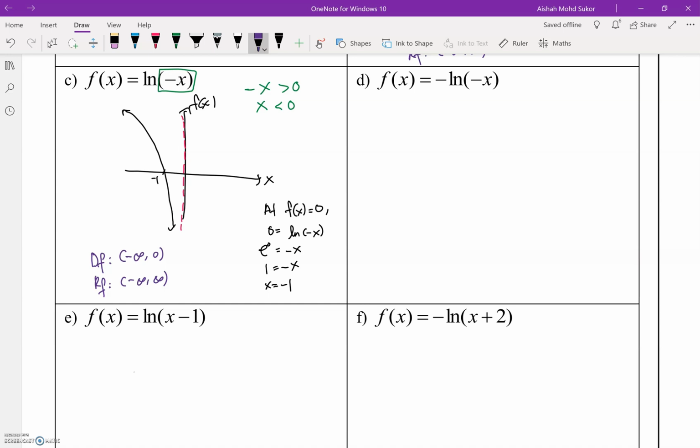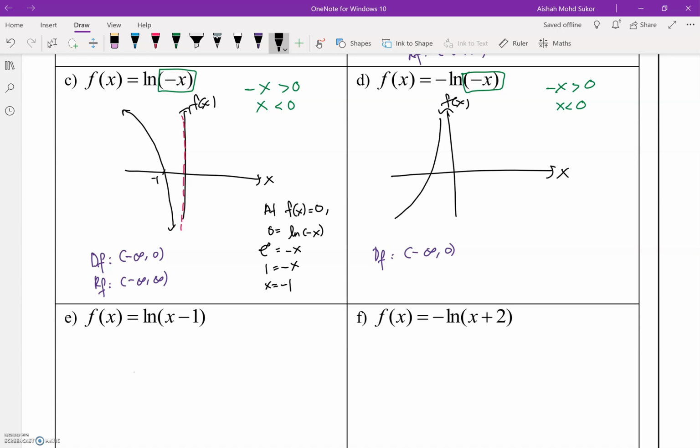So for negative ln negative x, f(x) exists when negative x is greater than 0, so x is less than 0. So our domain will be negative infinity to 0. To sketch the graph, this is our graph, and this is negative 1. And don't forget to put your asymptote at x equal to 0. Your range will be negative infinity to infinity.